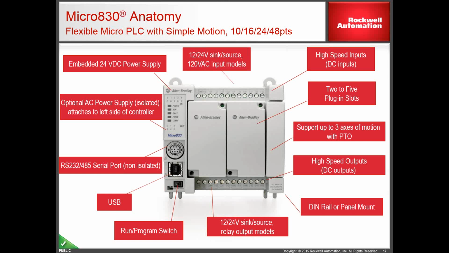It has got a USB port, it has got a serial port, it has got a run program switch as well, and it can support up to 3 axes of motion with the pulse train output module. It has got high-speed outputs as well. So it is essentially used for machine applications which require motion applications as well.